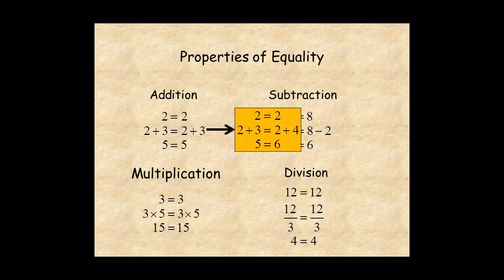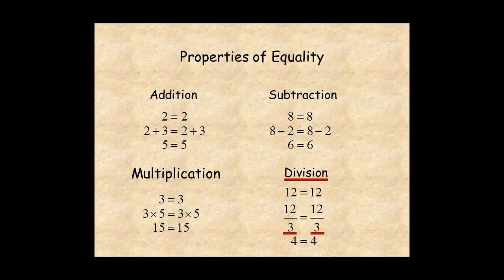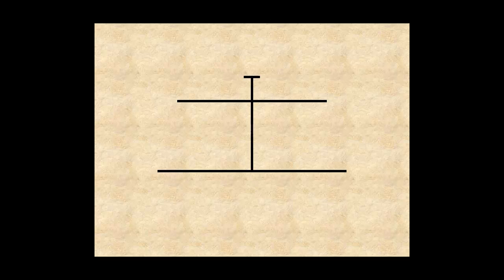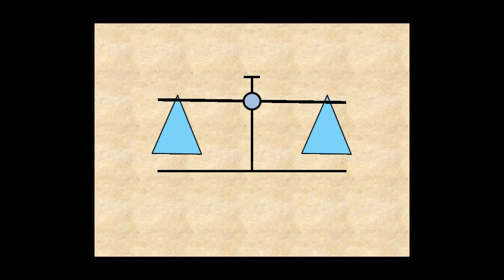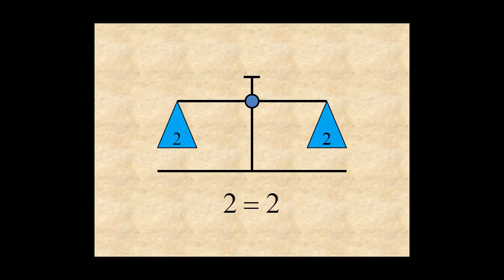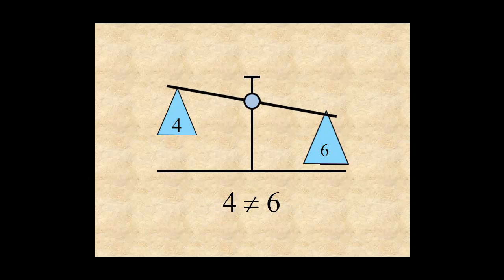For each of these other examples, subtraction, multiplication, and division, you can see that if you perform the same operation on both sides, the equations remain true. An equation is kind of like a balance scale. You always want to keep it in balance. To do this, as long as you perform the same operations on both sides, like adding 3, it remains in balance. If you don't perform the same operation on both sides, it's out of balance.